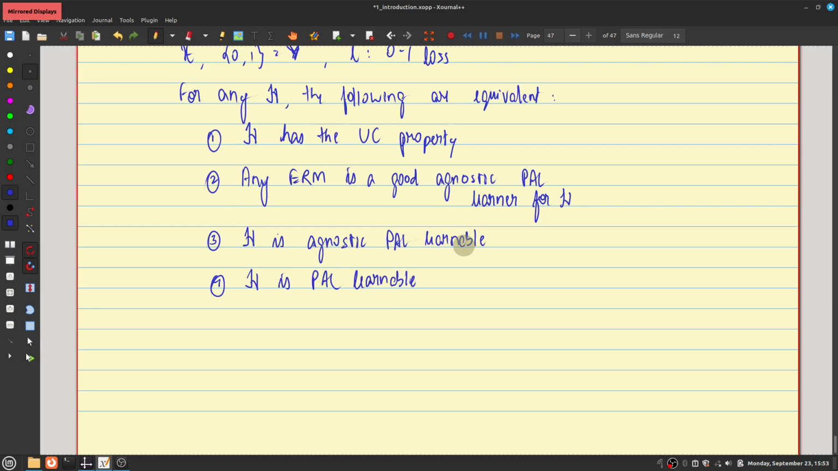So if it is agnostic PAC learnable, obviously it is also PAC learnable. But in general, the reverse is not true. But again, in the case of binary classification, if it is PAC learnable, then it's also agnostic PAC learnable.